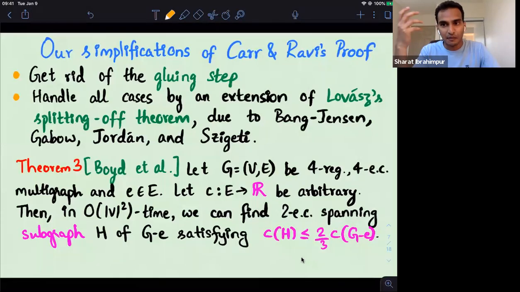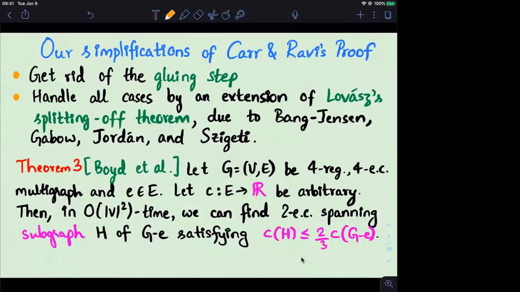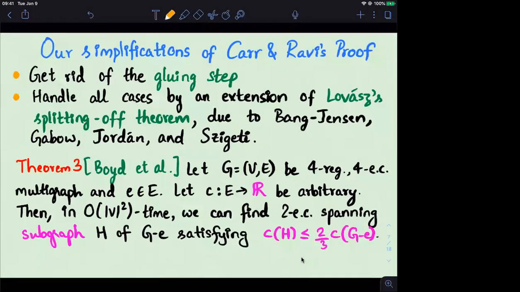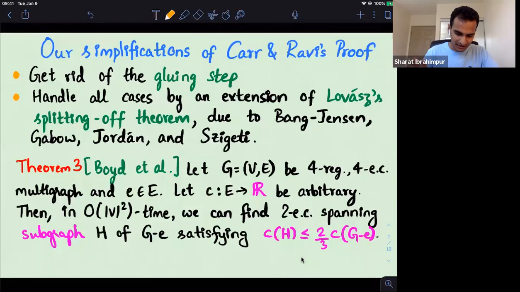Again, recall that they didn't give a polytime algorithm. So we are trying to design a polytime algorithm for the result. So we need to make some simplifications so that the algorithm becomes polytime. Our first idea is that we get rid of the gluing step. Recall that the gluing step is case 1, and this is the easier case, but we get rid of it because it has its own challenges for designing a polytime algorithm for this gluing step. So we get rid of this.